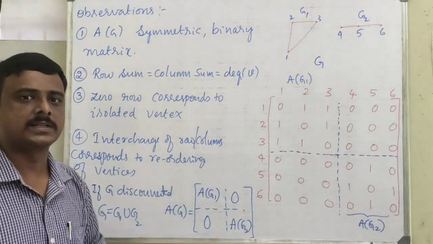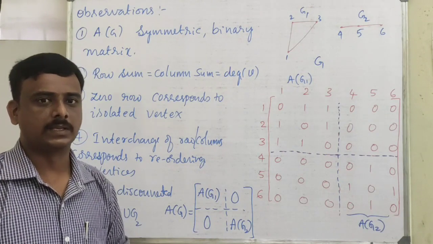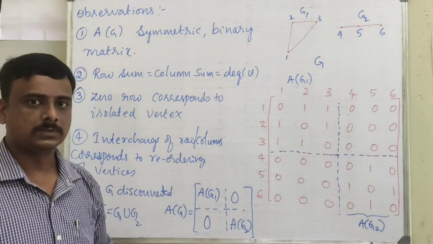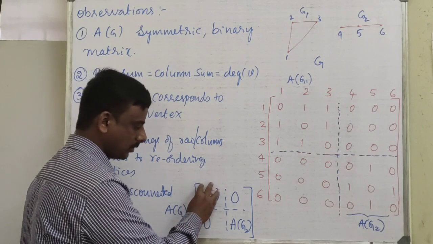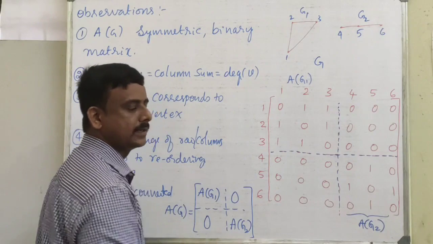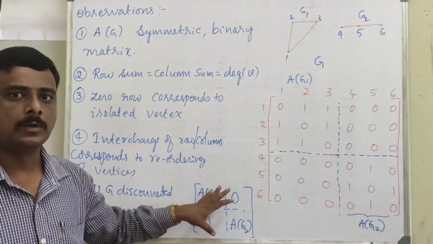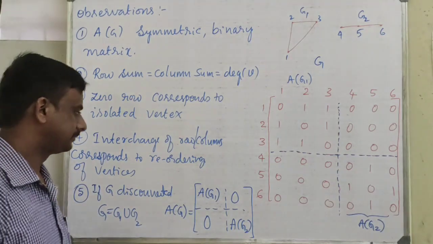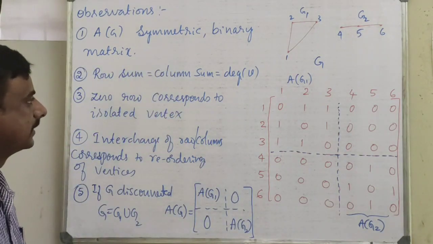These types of matrices are called block matrices. Any matrix which can be partitioned like this, non-zero matrix, zero matrix, zero matrix, non-zero matrix, with only the diagonal blocks being non-zero matrices and the remaining being zero matrices, is a block matrix. So this is the 5th observation.